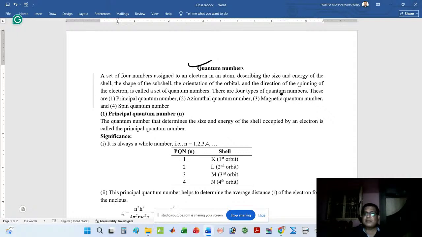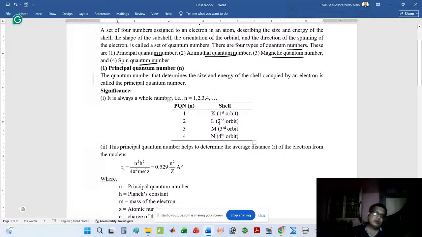There are four types of quantum number. One is the principal quantum number, second is the azimuthal quantum number, third is the magnetic quantum number, fourth is the spin quantum number. In the previous class I also discussed the principal quantum number. It is denoted by small n. The values of the principal quantum number are 1, 2, 3, 4. 1 is for the K shell, 2 for the L shell, 3 for the M shell, 4 for the N shell.